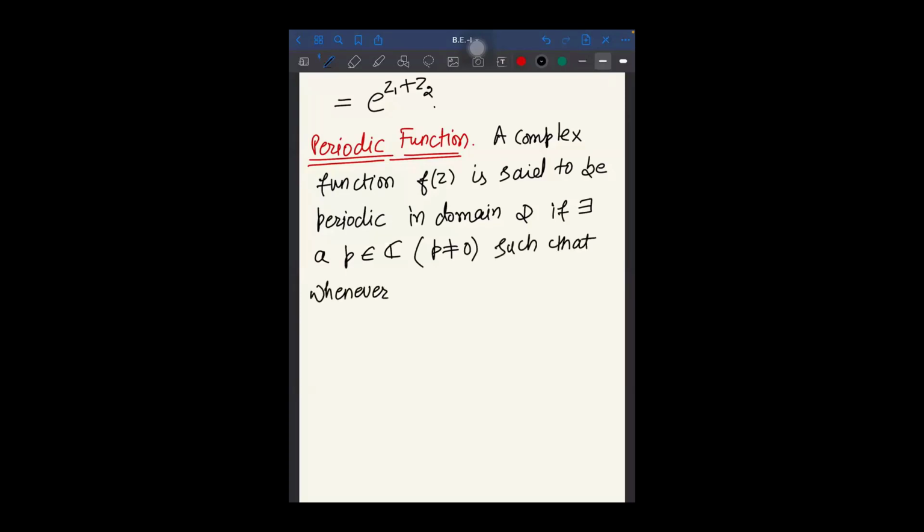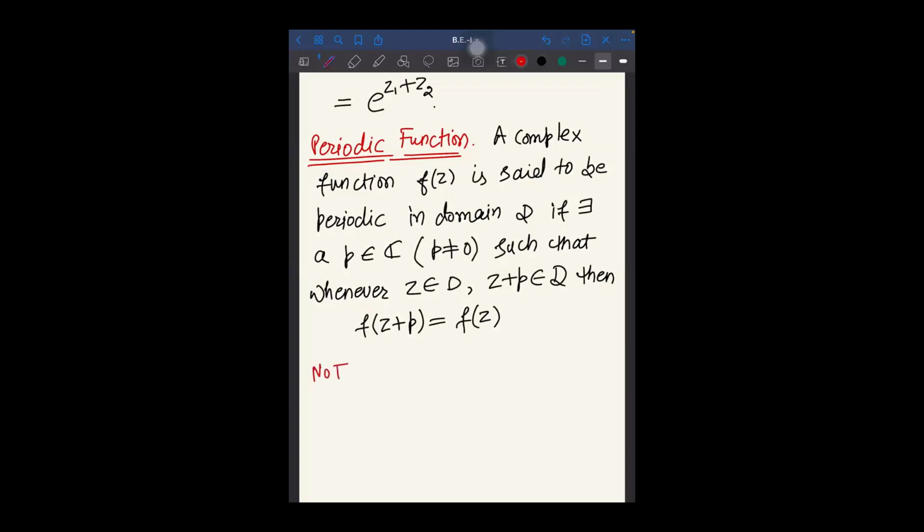whenever z belongs to D and z plus P belongs to D, because it must be in the domain, only then can we talk about periodicity, otherwise we can't. Then f(z+P) is equal to f(z). This is the repeat you were talking about, this is what should happen. Yes, sir. Whenever your P is a period, any multiple of P is also a period. Okay.